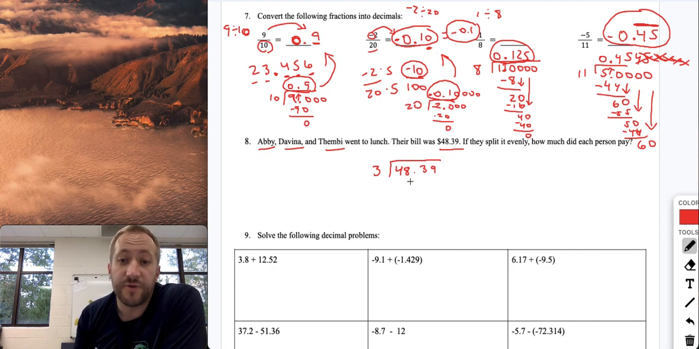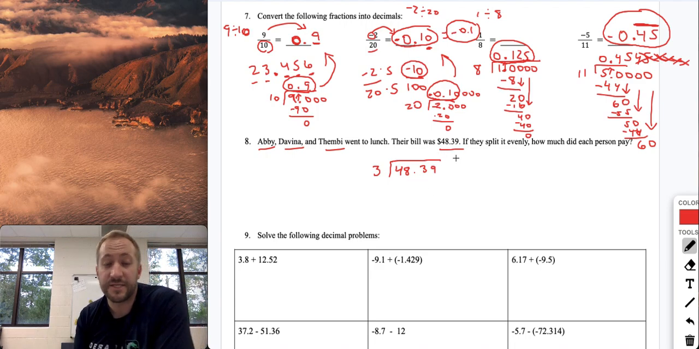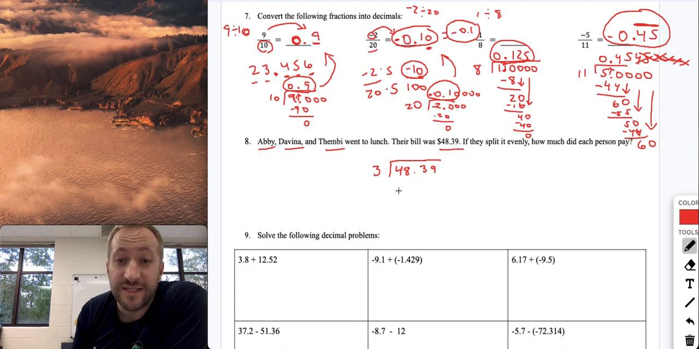So it's 48.39 divided by 3, and this is how we would write that problem right here. So looking at this, I'm going to go through and divide. Make that decimal a little larger. I'm going to divide this and see how much each person would pay. I'm going to go ahead and bring my decimal up because I don't want to forget about it in my answer. 3 into 4, that goes once. 3 times 1 is 3. Subtract and get 1. Bring down the 8.